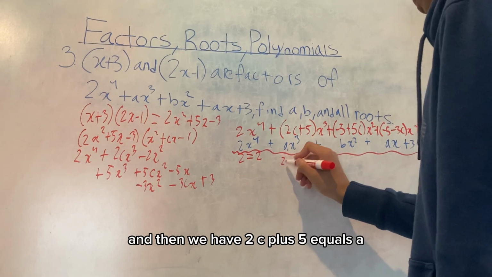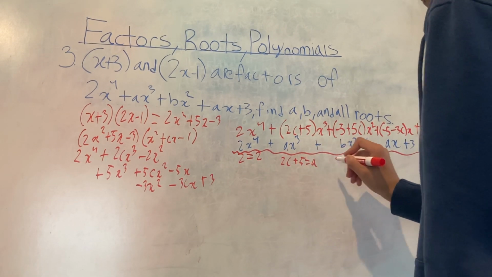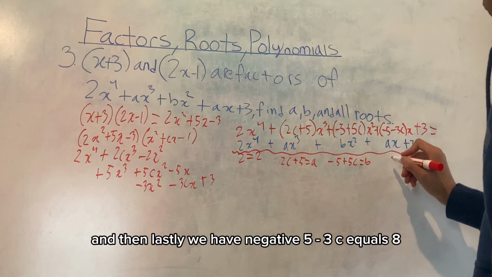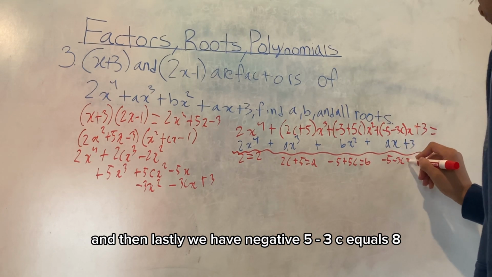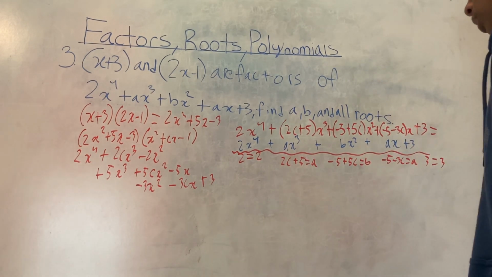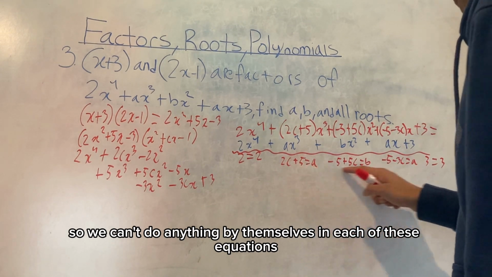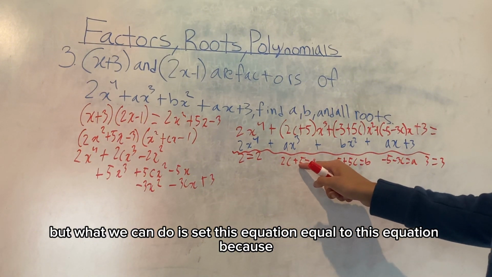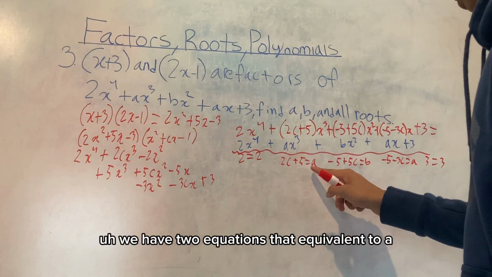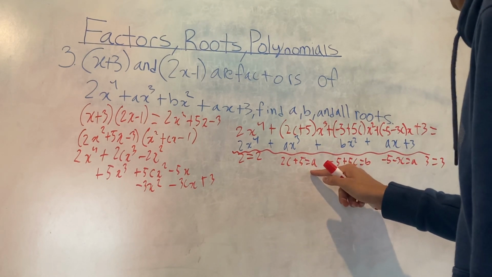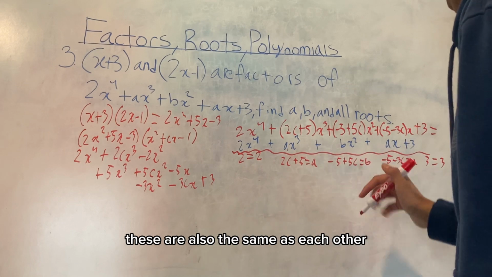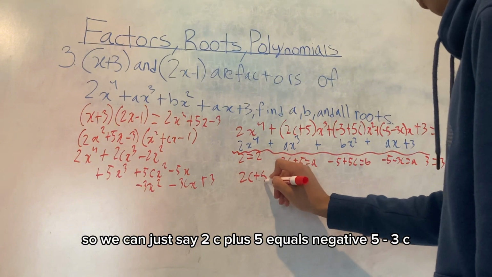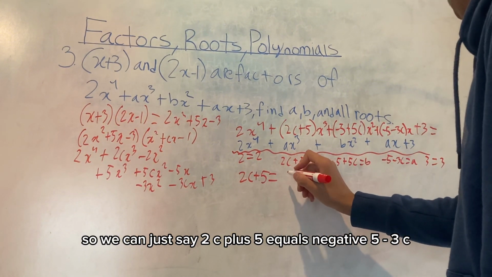And then we have 2c plus 5 equals a. We have negative 5 plus 5c equals b. And then lastly, we have negative 5 minus 3c equals a, and then 3 is the same as 3. So we can't do anything with these by themselves, but we can set this equation equal to this equation, because we have two expressions that are equal to a. So if they're both the same as a, they are also the same as each other. So we can say 2c plus 5 equals negative 5 minus 3c.